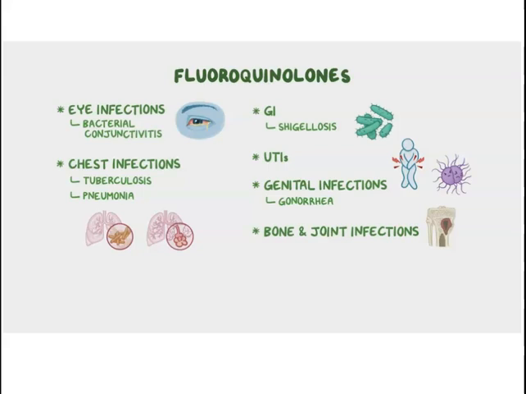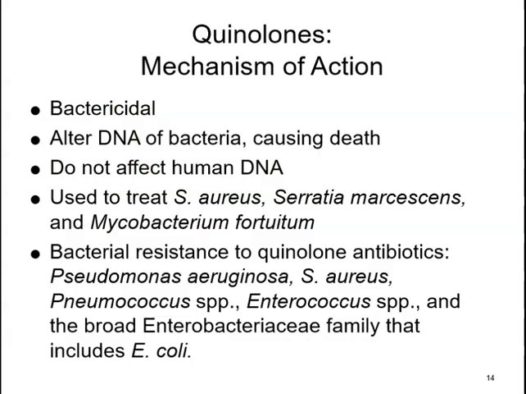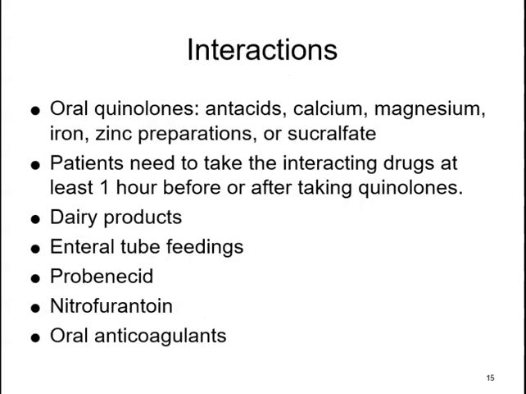So let's go down here to the mechanism of action. The quinolones are bactericidal. They work by inhibiting DNA synthesis, and that kills the bacteria. They do not affect human DNA, so they're safe for human use. And they have a pretty broad spectrum of activity. They can treat urinary tract infections, respiratory tract infections, and like I said, they're the drug of choice for anthrax. But there are quite a few interactions. Some of the interactions are here.